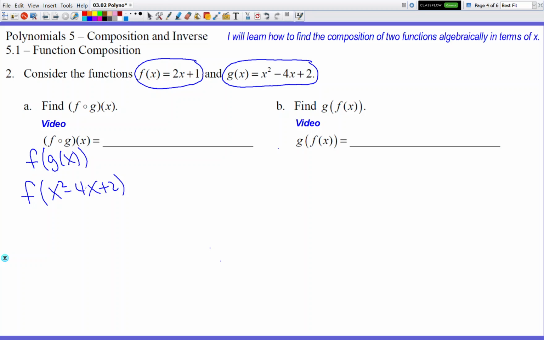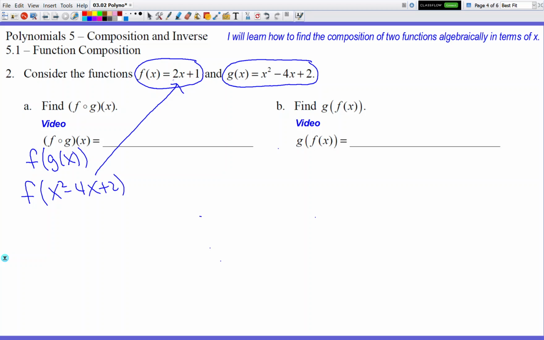Okay, and here's where you're going to hate it now. So now I got to plug this entire formula, x squared minus 4x plus 2, into function f. I got to plug it in for that x. Because it says plug this entire thing into function f. So you see that x for function f? This whole x squared minus 4x plus 2 is going to replace that single x that you see there.